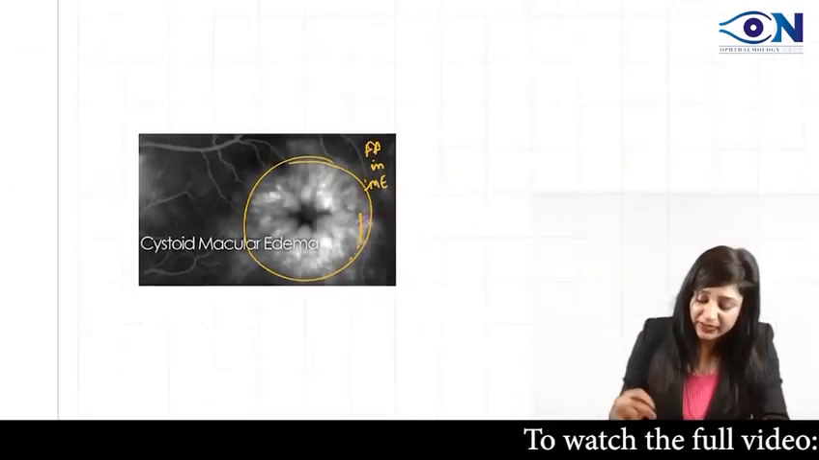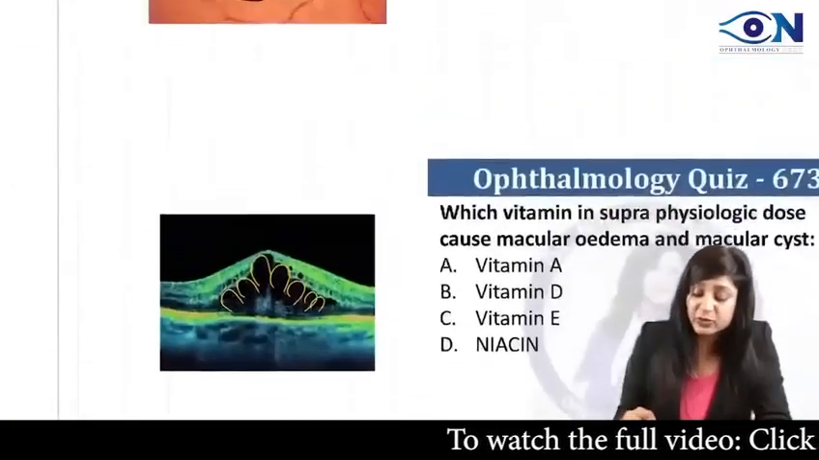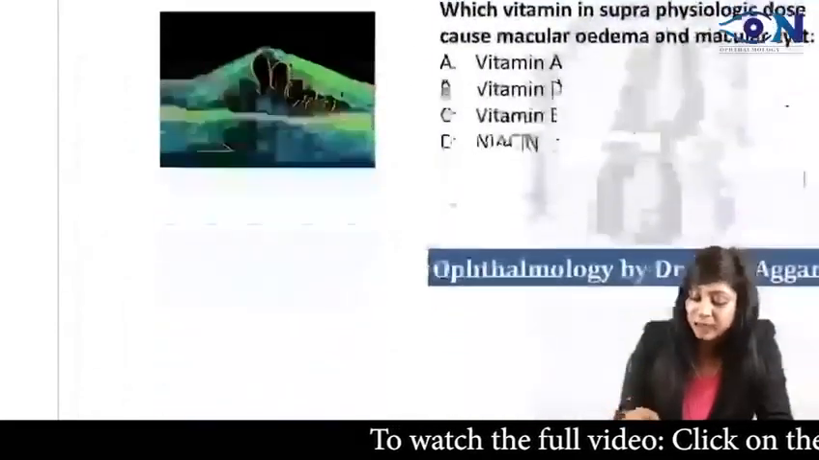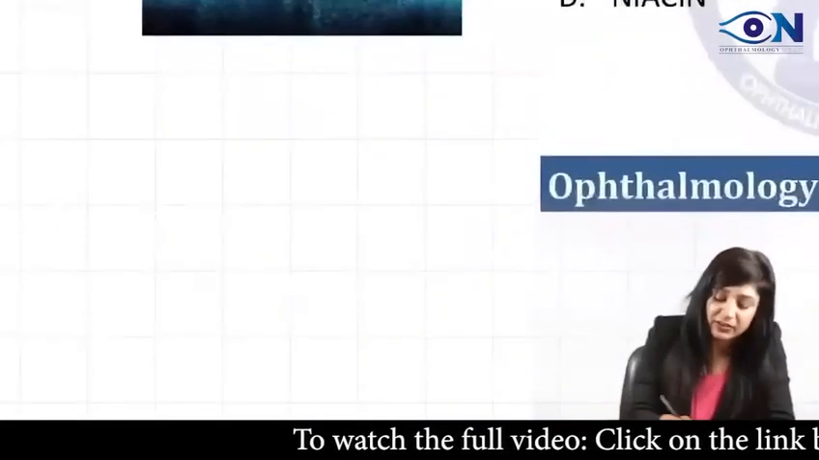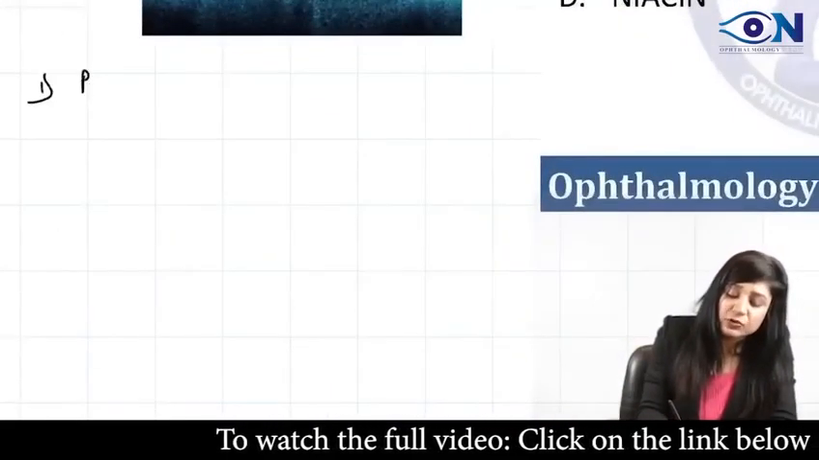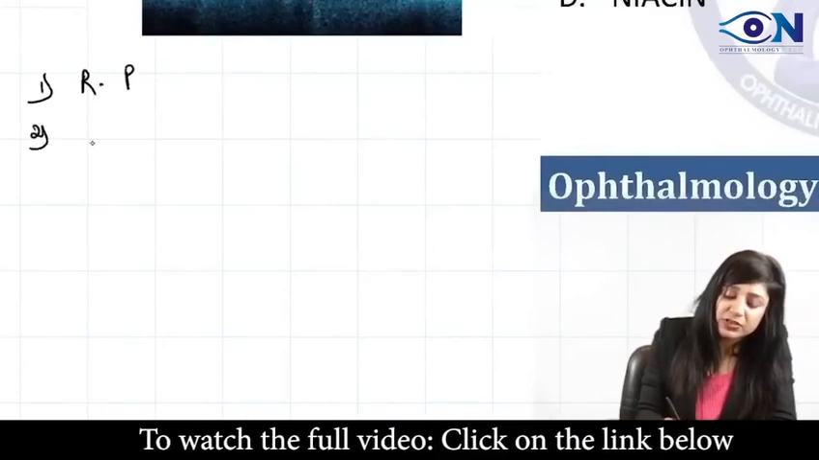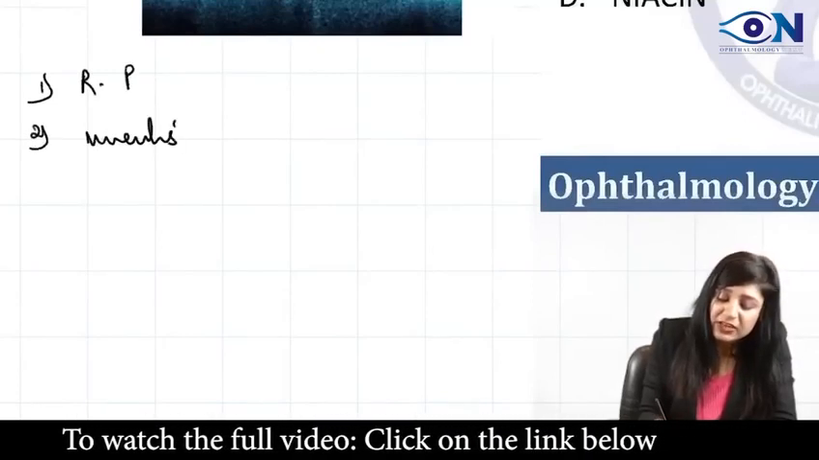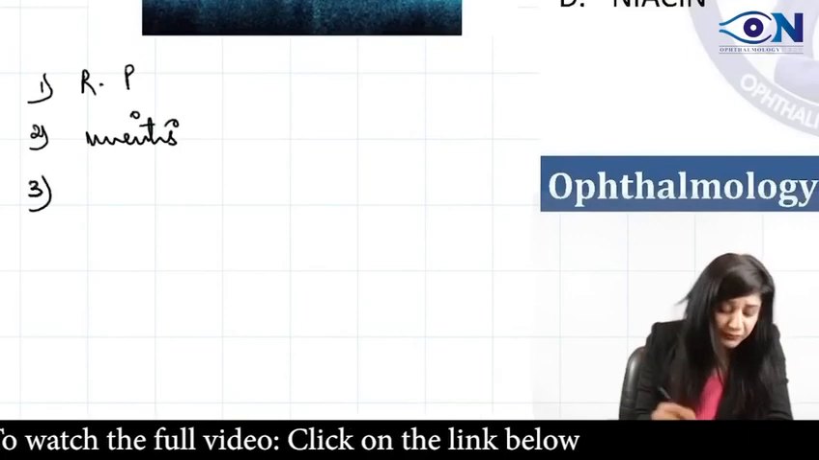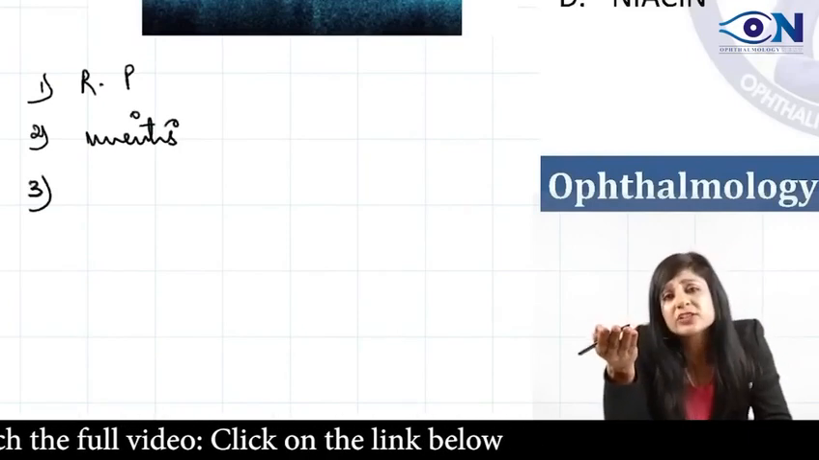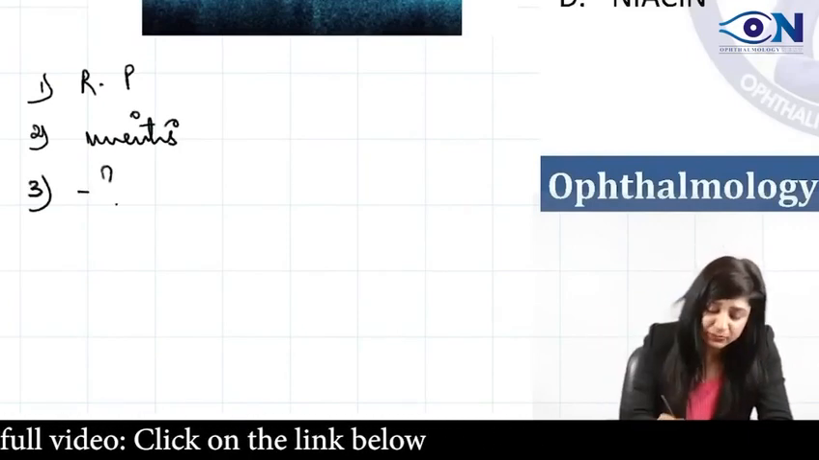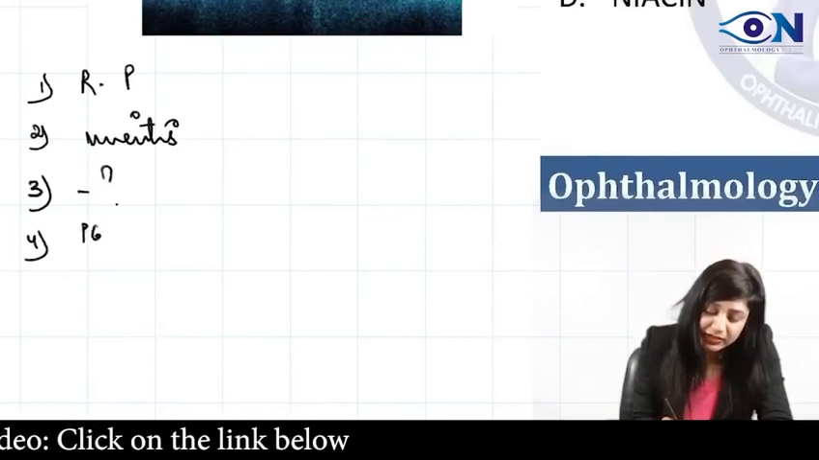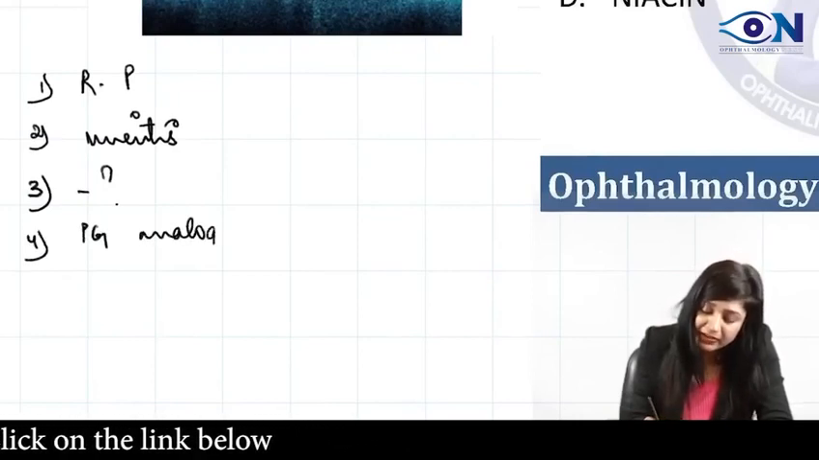What is the treatment and what are the causes? Causes are very important. You have got many risk factors. Number one, it is associated with retinitis pigmentosa. It can be associated with uveitis. And which vitamin, guys? Which vitamin can cause cystoid macular edema? Can I have the answers, please? Then it can be associated with the prostaglandin analogs.